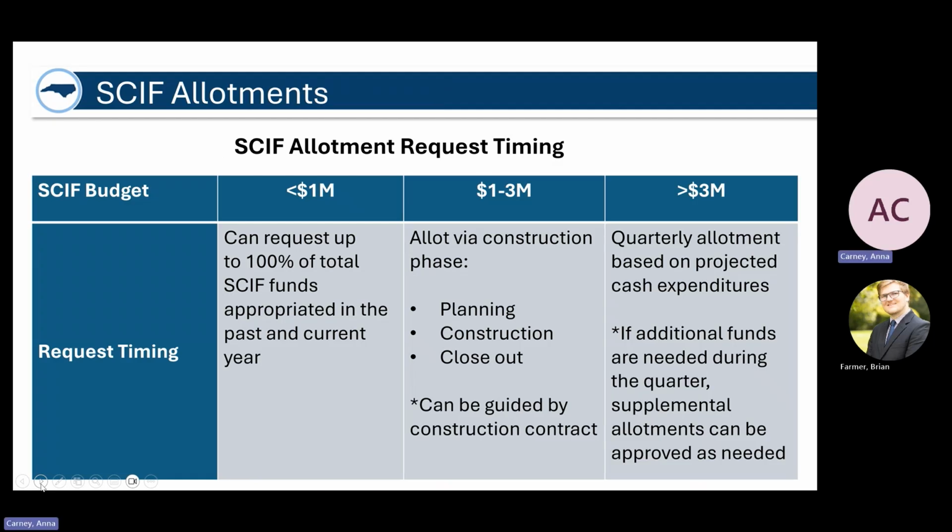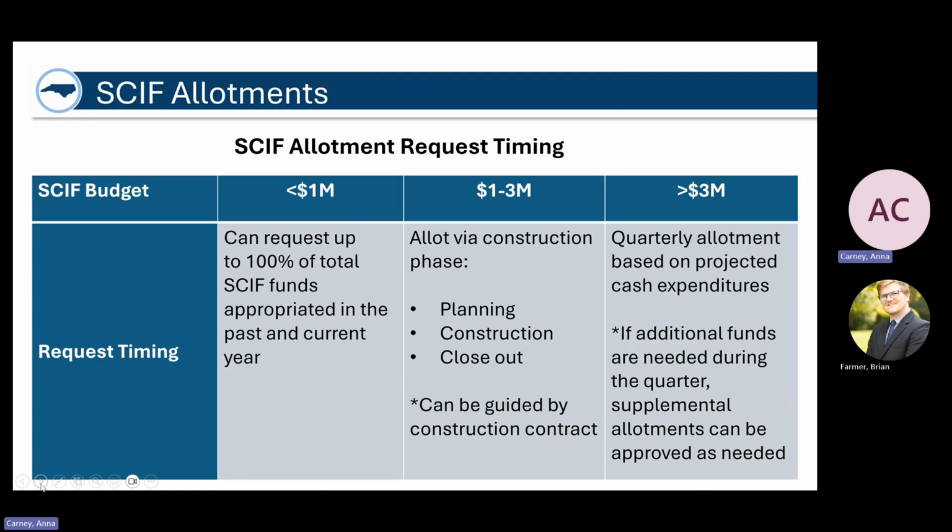There are some nuances to when SCIF allotments should be requested based on the size of the project. If the budget for the project is less than $1 million, you can request up to 100% of the total SCIF funds as long as those funds were appropriated in the past or current fiscal year. For projects that are between $1 and $3 million, we ask that you try to allot these via construction phase, so planning, construction, and closeout just generally. If you're not sure, these can be guided by the construction contract.